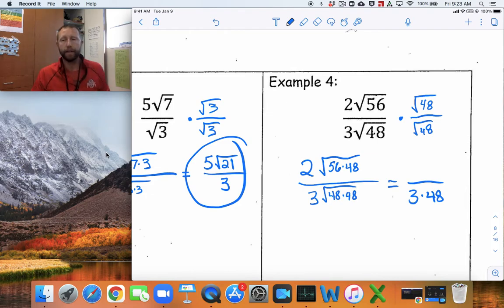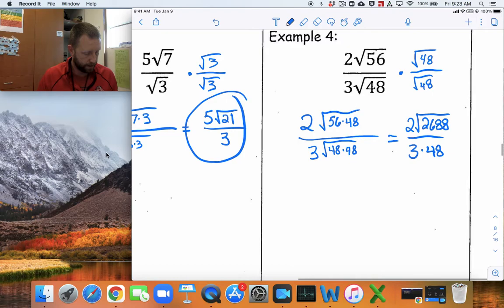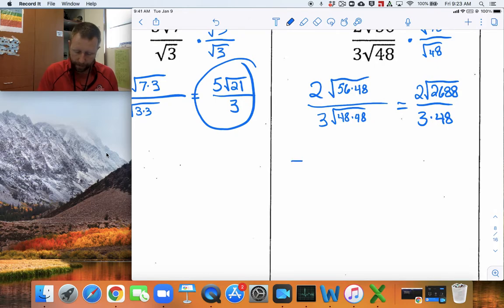Okay. 3 times 48 is, what is that, 144? We'll get to that in a minute. Let's do the top. 56 times 48. If I do that, I need my calculator for that. It is 2,688. So let's go ahead and simplify the denominator first. 3 times 48. Let me double check. I think it's 144. And it is. So I've got 144 on the bottom, and then 2 radical 2,688 on top.